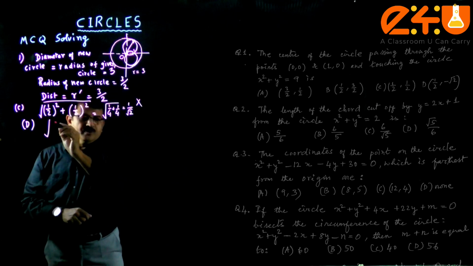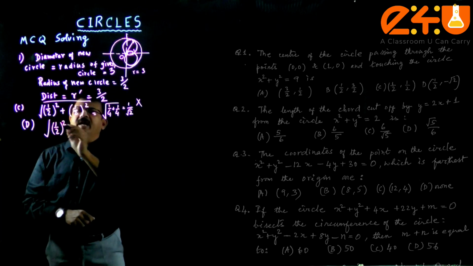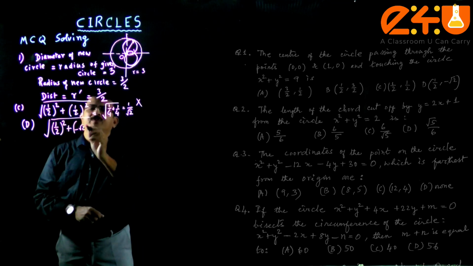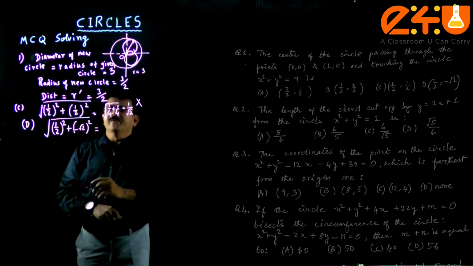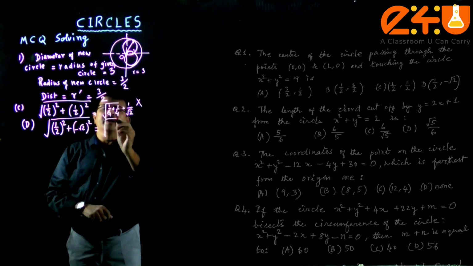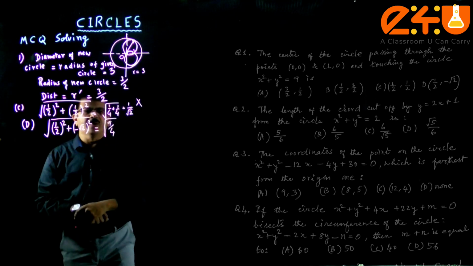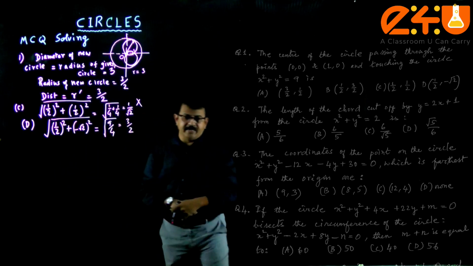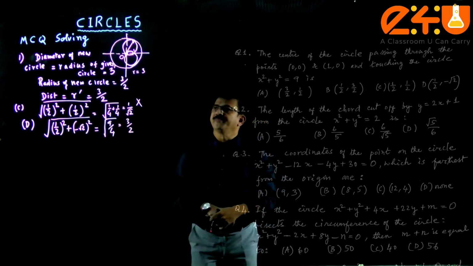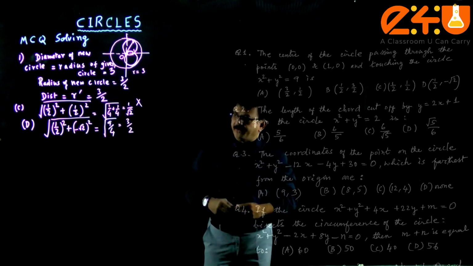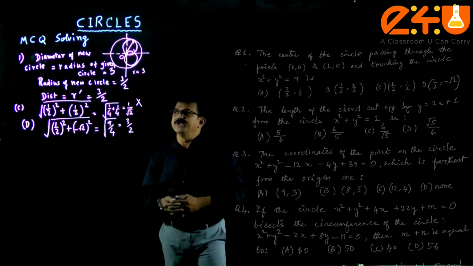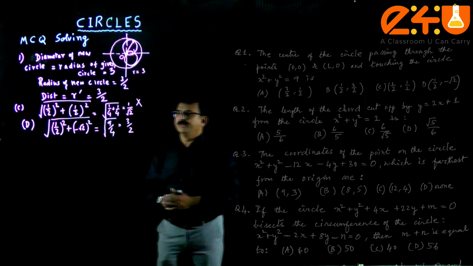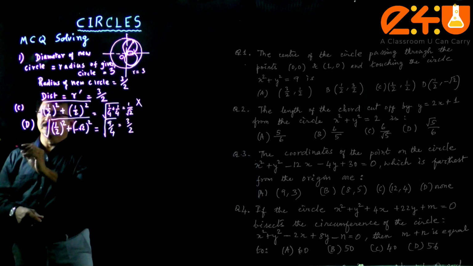Anyway, just to verify, I am measuring the distance. Half squared plus negative root 2 the whole squared, which is going to be 2 plus 1 by 4. You can add, you get square root of 9 by 4, which is 3 by 2. So as you can see, it is the correct option. So the distance from the center is 3 by 2, which is the required radius. Okay, let's move on to question number 2.